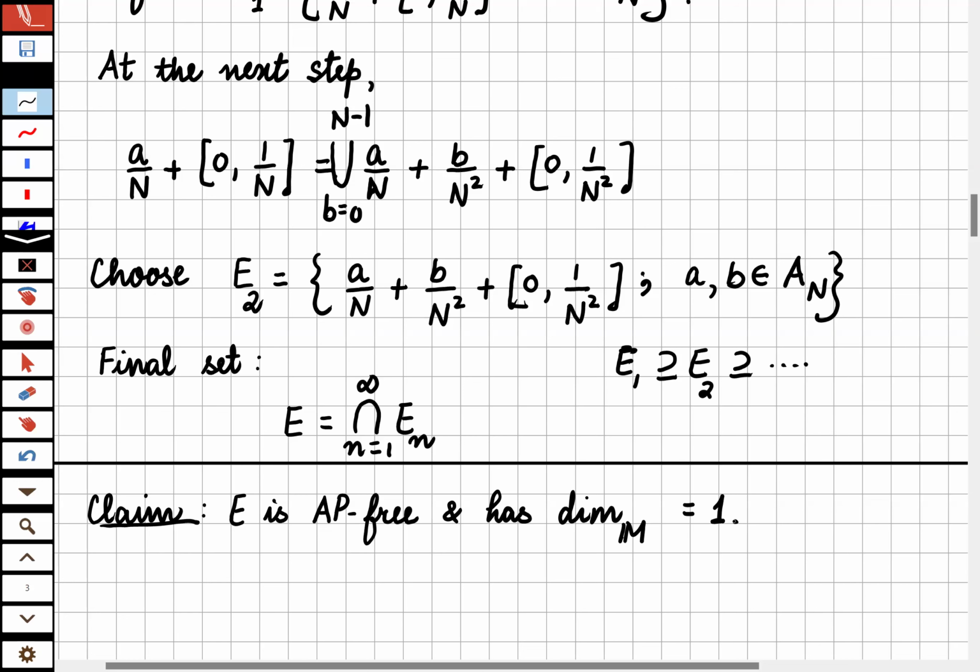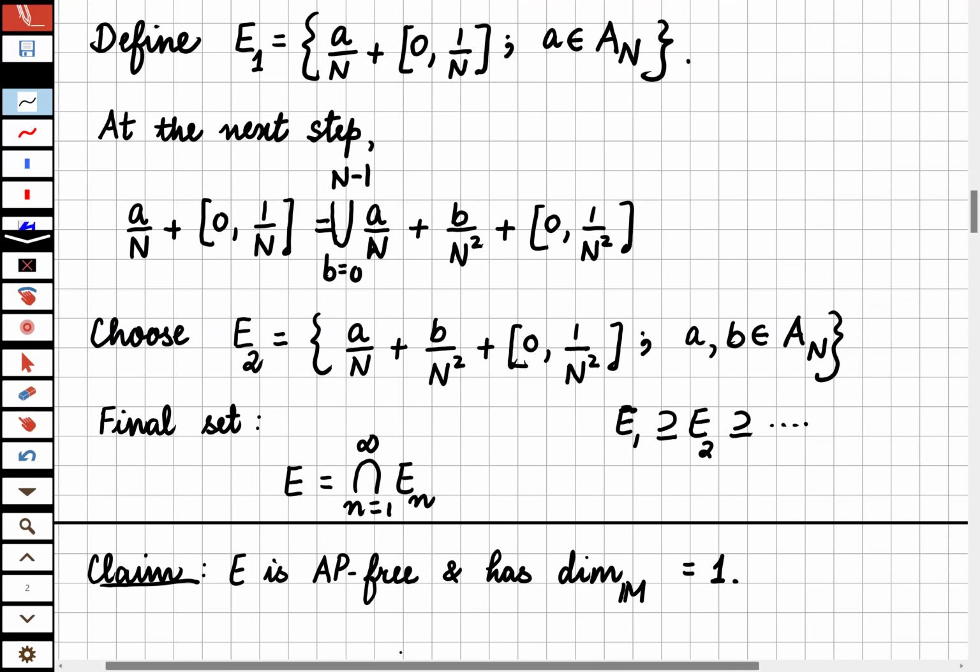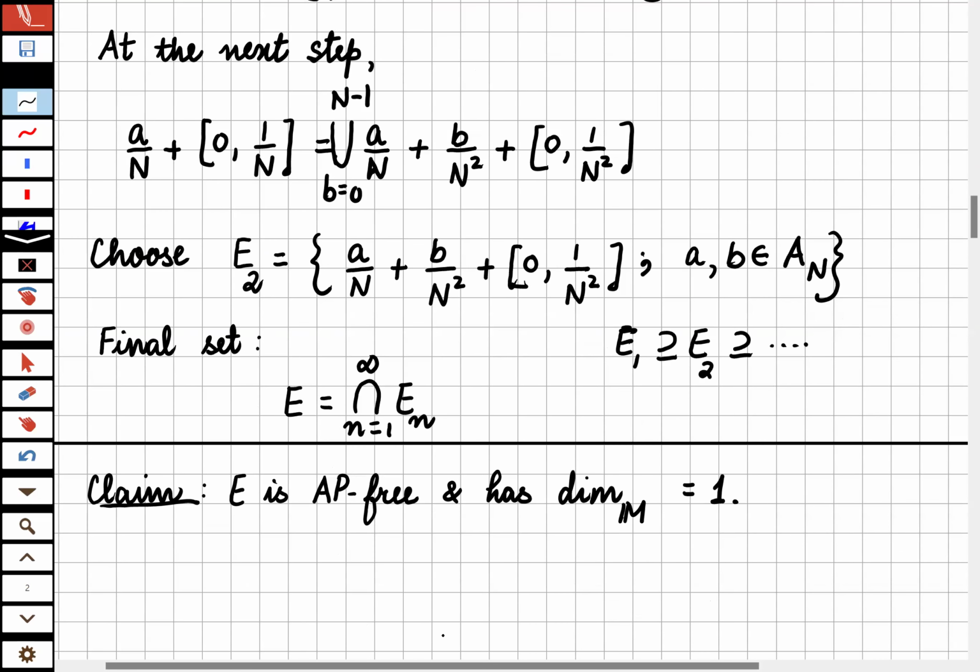So let me see. So we have two conditions to check, the AP free condition and the dimension condition. Which one? So do you have any thoughts on either one of them? Because I'd love to hear what they are, and then I'll put this down on paper. Which one seems easier to handle?